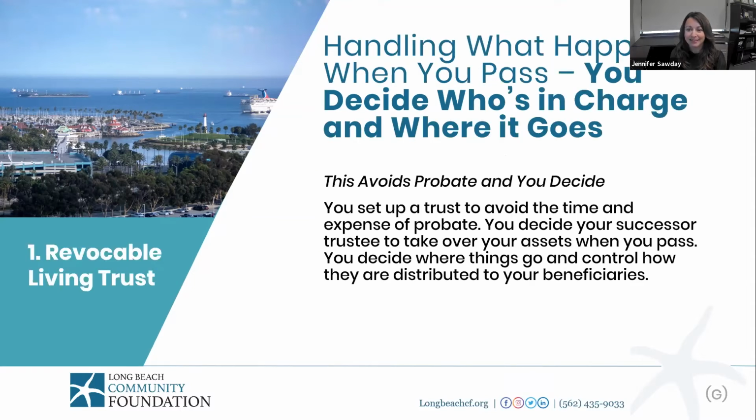Okay. So let's go to the next chart. So here, when we talk about a trust, you get to decide who's in charge and where it goes. When you put everything in a trust, or everything has beneficiaries or is connected, then it avoids probate.